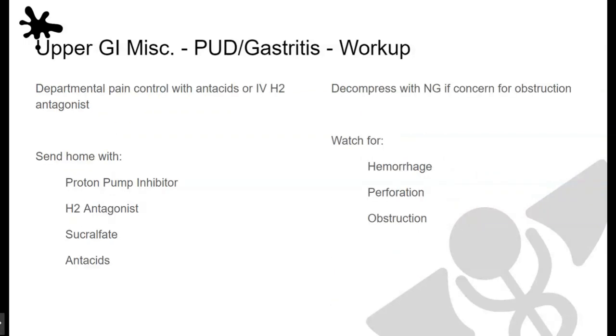Other workup stuff: in the department, for pain control, you can do antacids or IV H2 antagonists, like famotidine. Also consider decompressing with a nasogastric tube if you're concerned they might be obstructed. You're going to end up sending them home with a PPI or an H2 antagonist. You can also send them home with sucralfate. Why can't I say that? Sucralfate. Anyway, you're going to send them home with that, right?